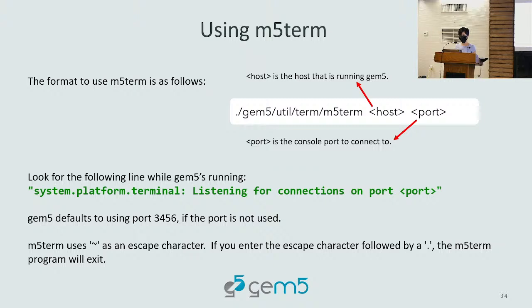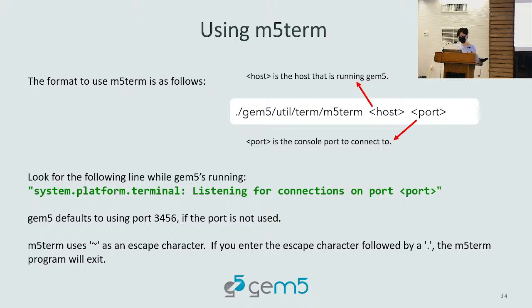So the format is like this command. You can say ./m5term if you are within the directory, or give a full path to the m5term that you have built. Then you have to specify, for example, localhost if you are trying to connect through the host to the guest, and then the port. You have to specify a number for that port. So the question is, what port number should you use?